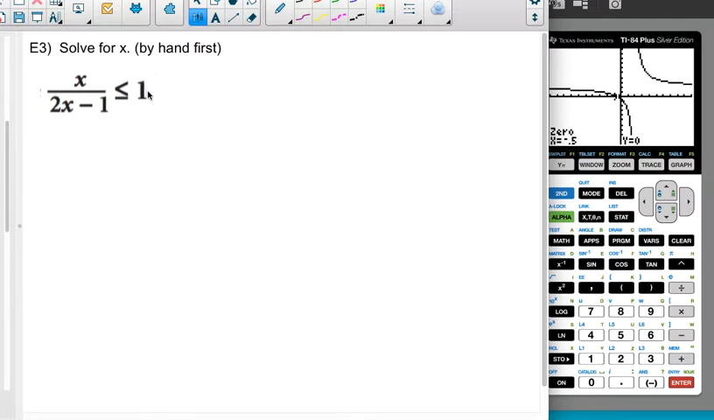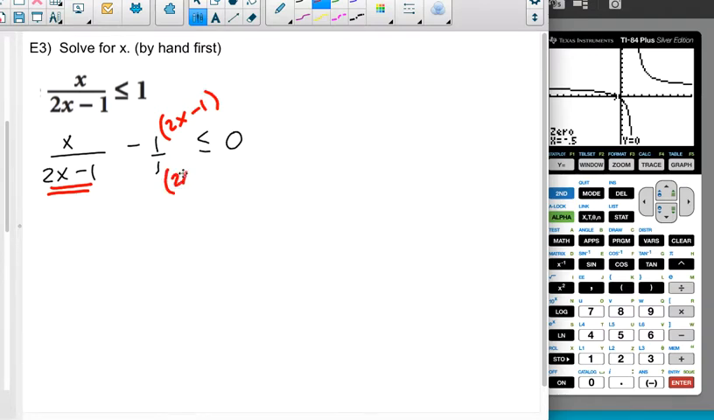So here's what we're going to do. When we solve rational inequalities by hand, we're going to make the right-hand side equal 0. So I'm going to do that by subtracting the 1 over, okay? I'm going to subtract the 1 over. And then I'm going to go ahead and call it a 1 over 1. I'm going to get a common denominator. So I'm going to say, hey, this guy's denominator is a 2x minus 1. I need a common denominator.